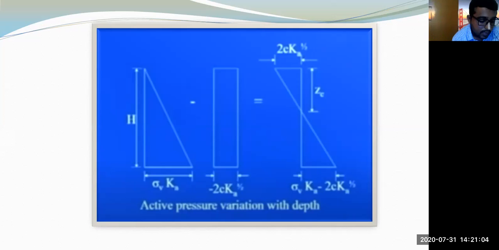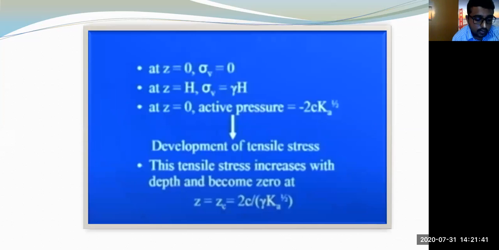If you combine sigma v Ka minus 2c square root of Ka, one situation will come where this lateral earth pressure will become 0. So you can see here at this particular point, the lateral earth pressure is becoming 0. So now let us call the depth where this situation is arising zc. What is the physical interpretation of this particular depth zc, and why is it becoming 0? This is explained in the subsequent slides.